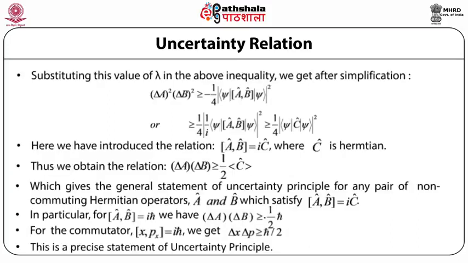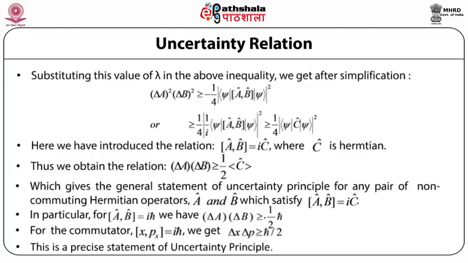Uncertainty relation. Now, substituting this value of lambda in the above inequality, we get, after simplifying the inequality, the relation delta A whole square times delta B whole square is greater than or equal to 1 by 4 times the square of the modulus of the expectation value of the commutator of the operators A and B with respect to the state psi.